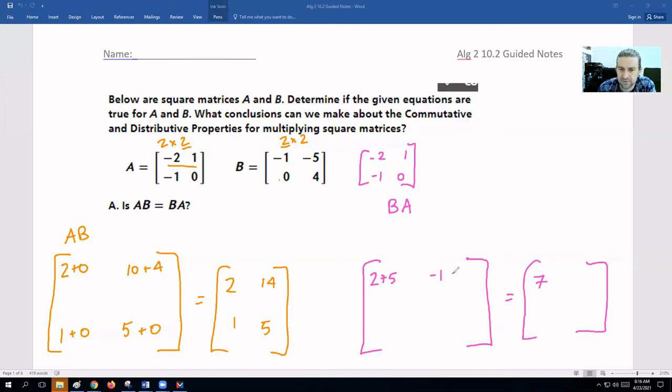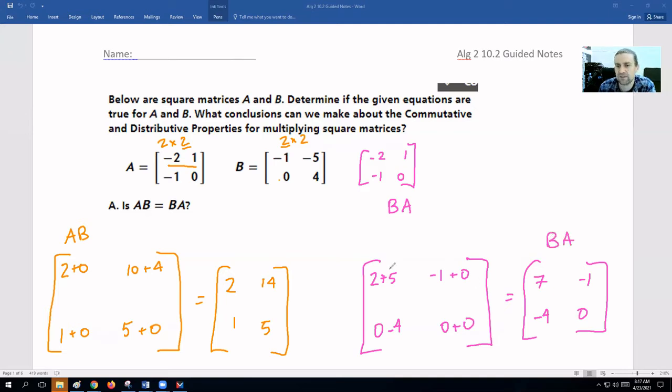-5 times 0 is 0. If we add those together, that's -1. All right, now second row, first column. 0 times -2 is 0. 4 times -1 is -4. 0 plus -4 is -4. All right, second row, second column, 0 times 1 is 0. 4 times 0 is 0. 0 plus 0 is 0.